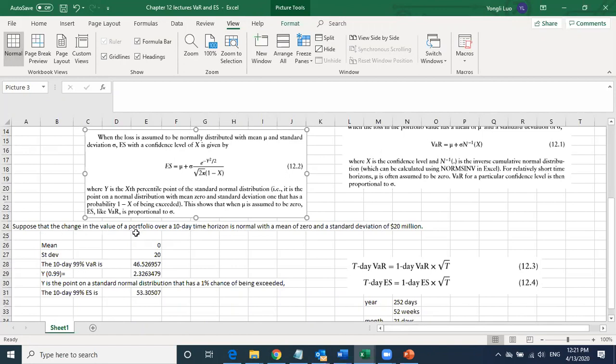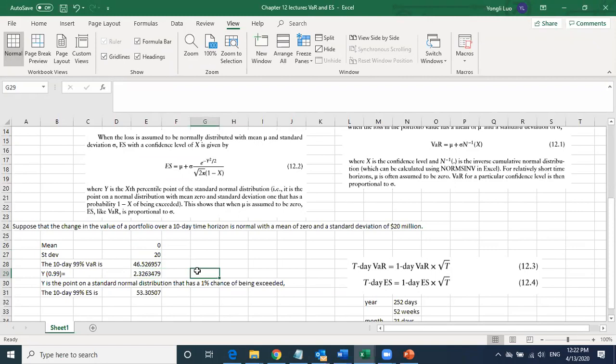Suppose that the change in the value of a portfolio over a 10-day time horizon is normally distributed with a mean of 0 and a standard deviation of 20. What will be the 10-day 99% VaR? First we calculate Y for the 99% confidence level. How you calculate Y is by using NORM.S.INV. So what is Y?